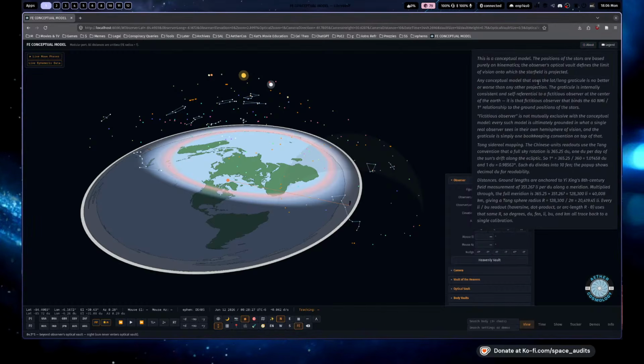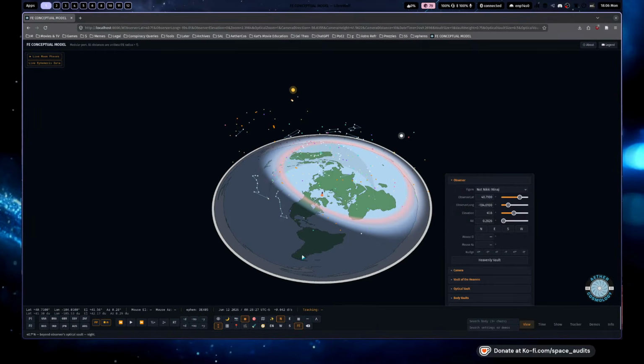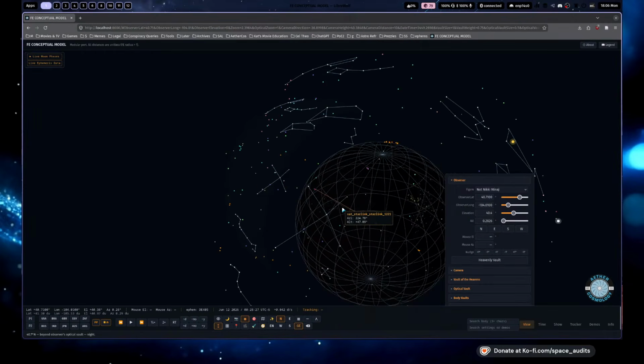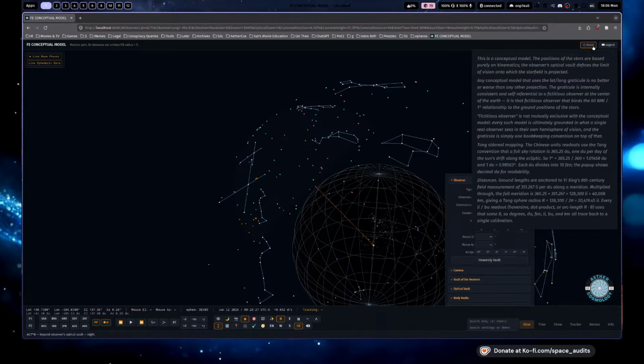So any conceptual model that uses the lat-long graticule is no better or worse than any other projection. Like I said, all of these projections are equivalent. It doesn't matter which one you're taking your God's eye view of. Each one of them represents and shows the correct direction for which you would be facing for everything. And it's internally consistent with that. That's the point of the projection, and each projection has its own way that it handles azimuth preserving.